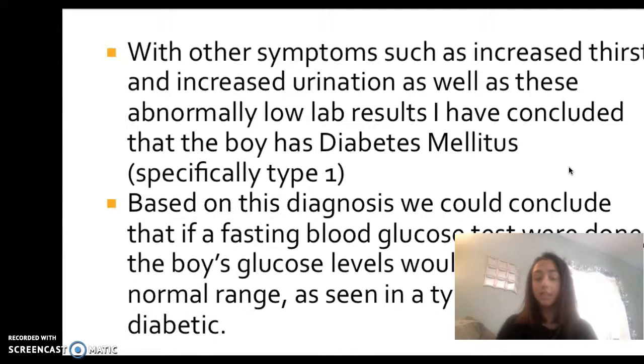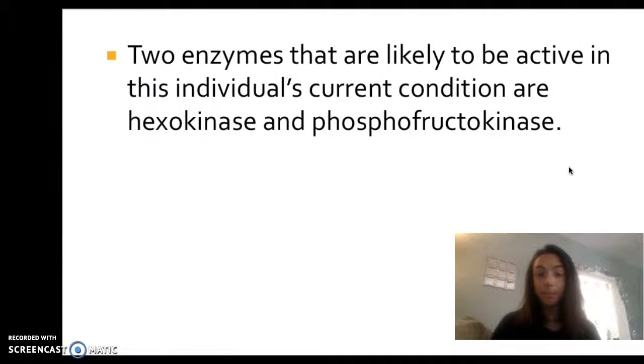Based on this diagnosis, we could conclude that if a fasting blood glucose test were done, the boy's glucose levels would be above the normal range, as seen in a typical type 1 diabetic, because these metabolism pathways are disrupted. List 2 regulatory enzymes that are likely to be active in this individual's current condition. So those that I've chosen are hexokinase and phosphofructokinase, both present in a typical glycolysis pathway.